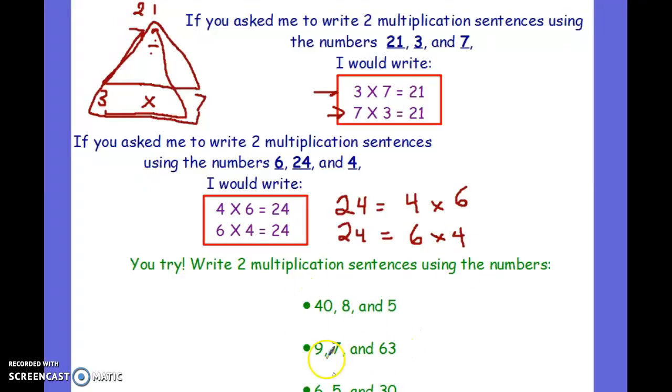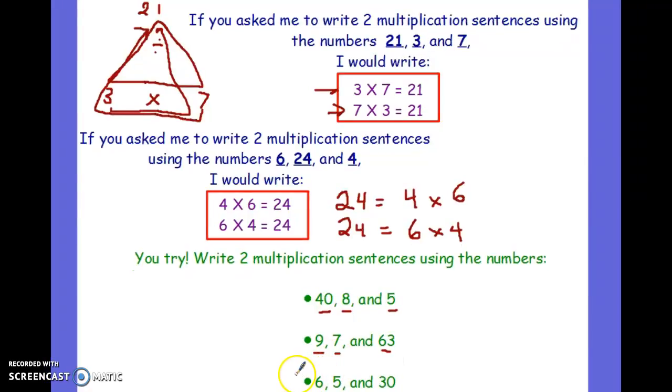Try these on your own at home. Can you create two multiplication sentences using the numbers 40 and the number 8 and the number 5? Can you create two multiplication number sentences for the number 9, 7, and the number 63? And finally, can you create a number sentence for 6, the number 5, and the number 30? I encourage you to pause the video, try and create two number sentences for each of these, and then unpause it to see if you got the answers correct. I'm about to pop the answers right on the screen, so pause it right now.